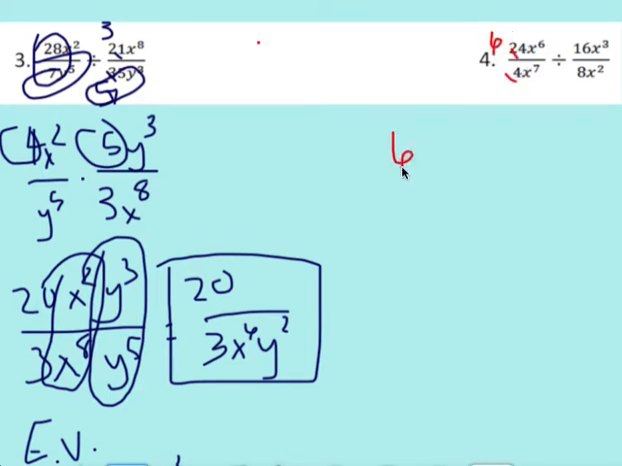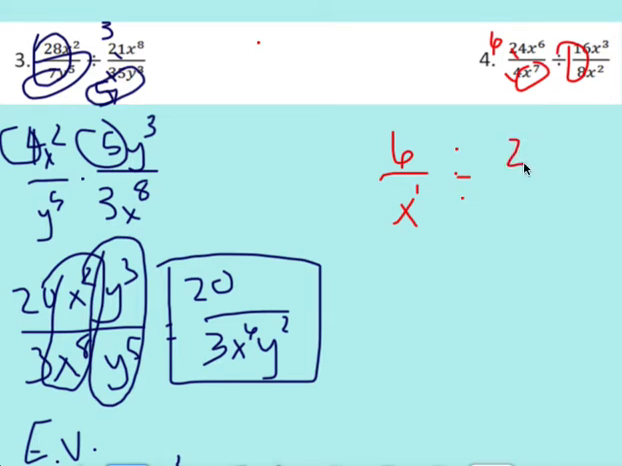So I'm going to have 6, and then I have x to the 6th divided by x to the 7th. So when I subtract those exponents, I get x to the 1st. And x to the 1st needs to land on the bottom because that's where the larger amount of x's is. And then I have 16 divided by 8, and I'm just going to write out another division step just so I can get things going. 16 divided by 8 is 2.